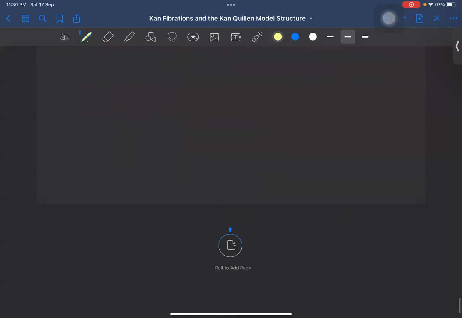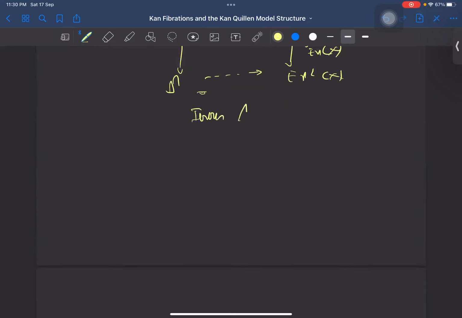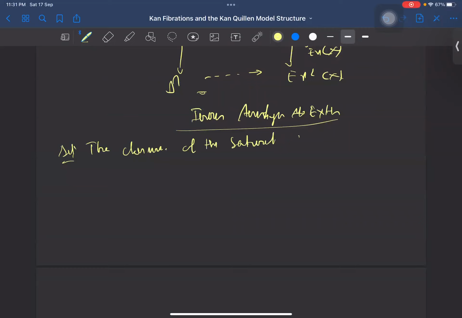So I'll just speak briefly about inner anodyne maps and then we'll wrap it up. I'm terribly sorry for extending this so long. Inner anodyne extensions. Let me define inner anodyne extensions. Cisinski does it in a different way, but this is the way I think of it: as the closure of the saturated class generated by horn inclusions.